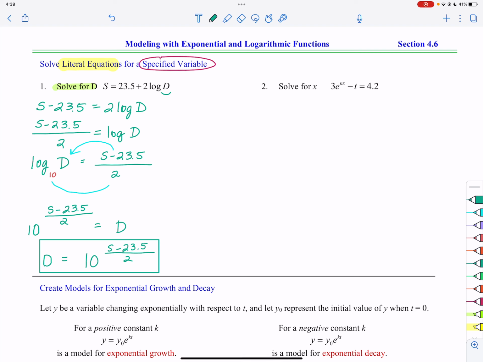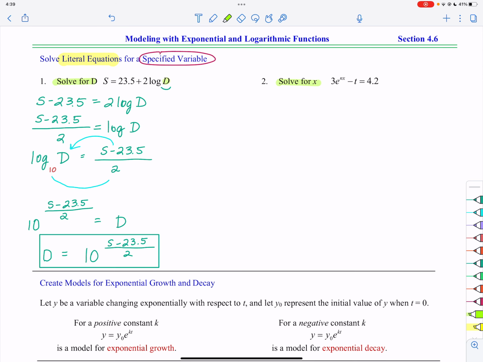Let's take a look at number 2. In number 2, we are going to be solving for x. So as you can see, there's x. This time, we are going to be moving terms away from the term with the x in it. In this case, we'll just begin by adding t to both sides. Now, we'll divide both sides by 3.